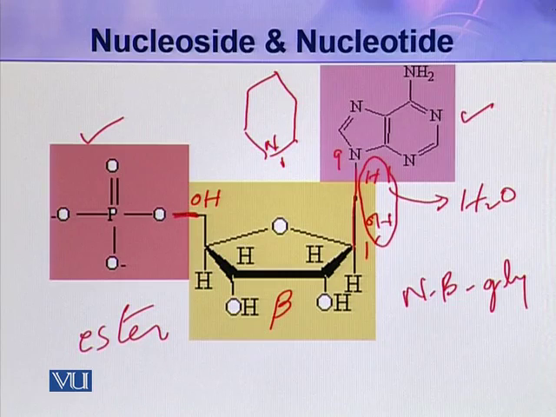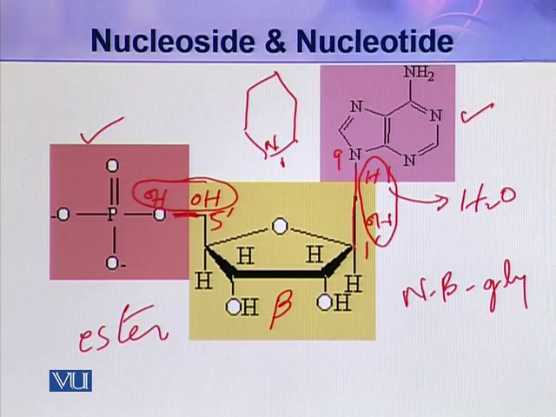So this is 5' of pentose, and at this 5' a hydroxyl group is present. To this hydroxyl group, the hydroxyl group of phosphoric acid is attached. When these two hydroxyl groups are attached, they eliminate a water molecule, and with the elimination of this water molecule, a bond is established, and this bond is called ester bond.